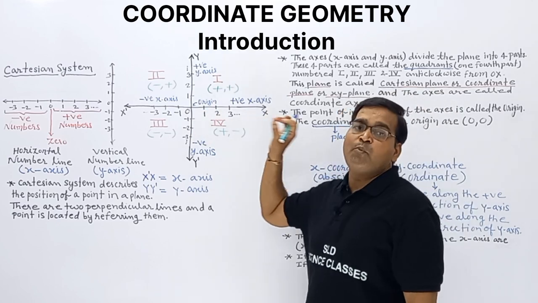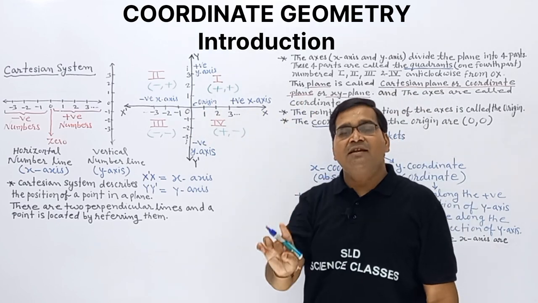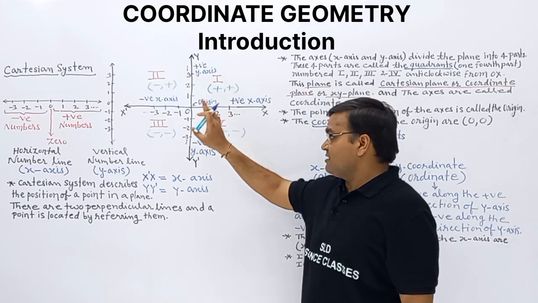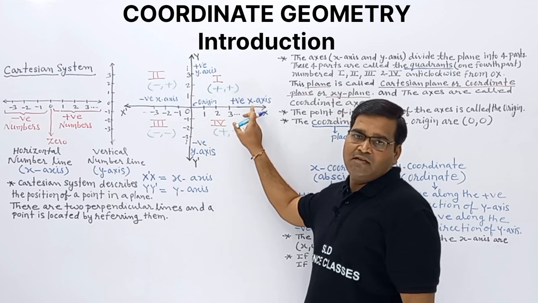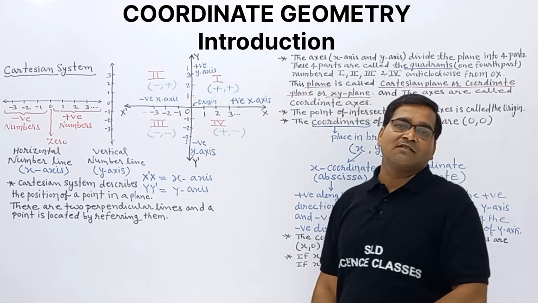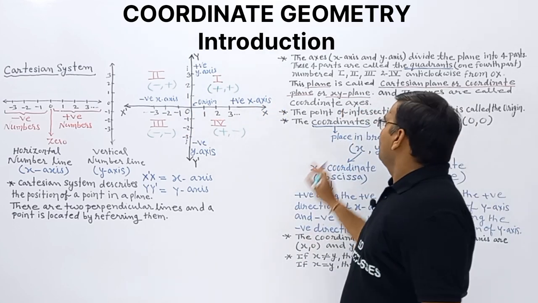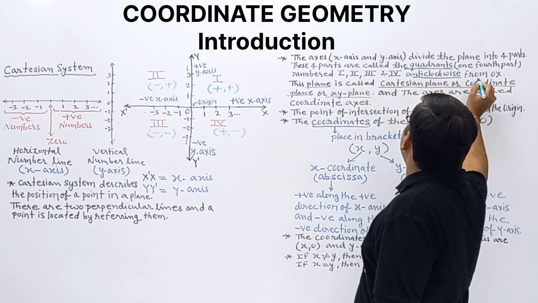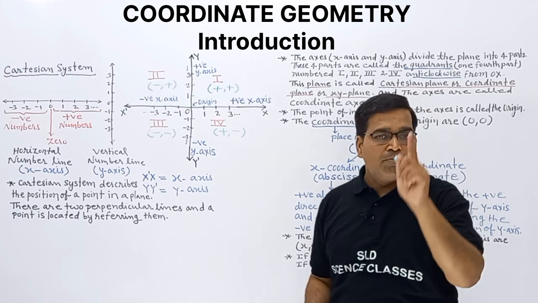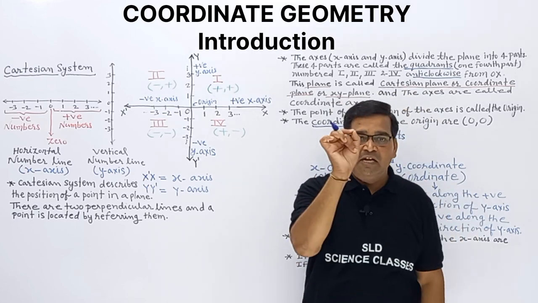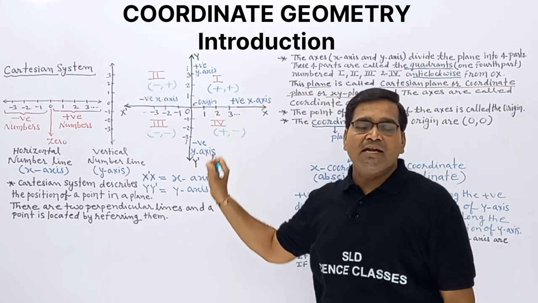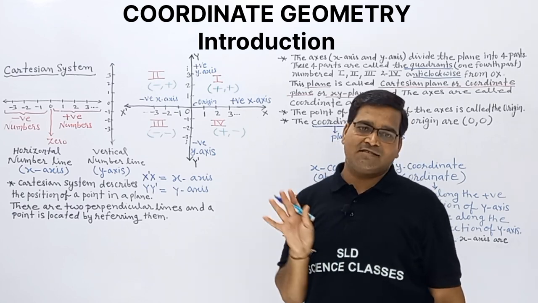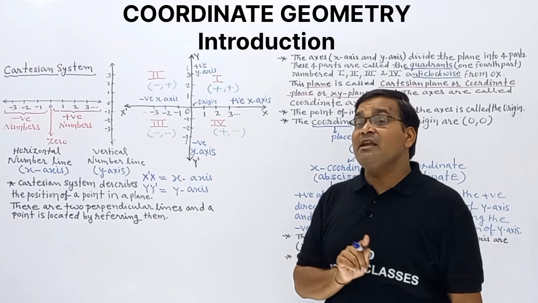Our base for deciding the quadrants will start from the x-axis. Sorry, not the x-axis, the x-axis is there, but this is OX. So we will take quadrants anti-clockwise from OX. Listen carefully, we will number these quadrants anti-clockwise from OX.